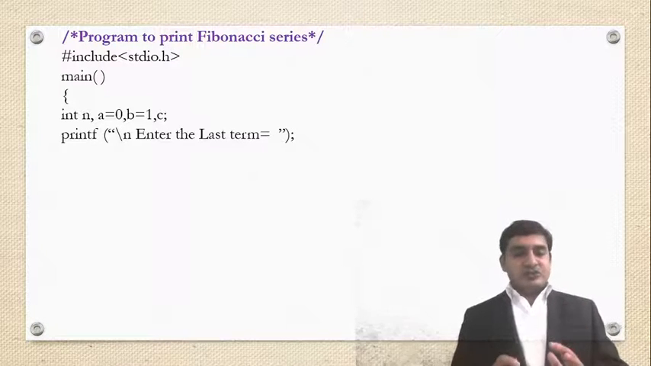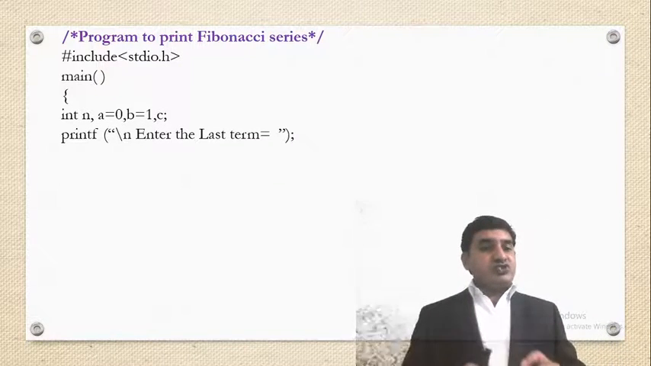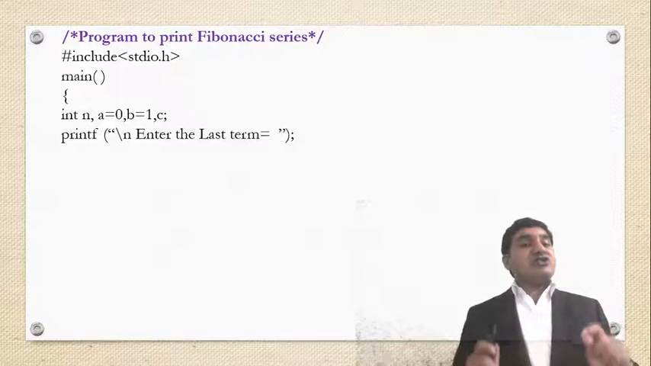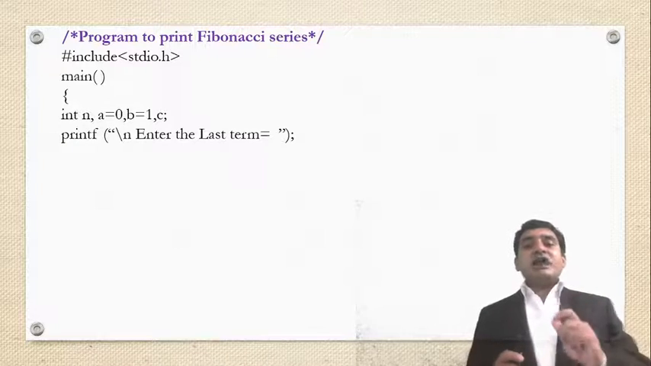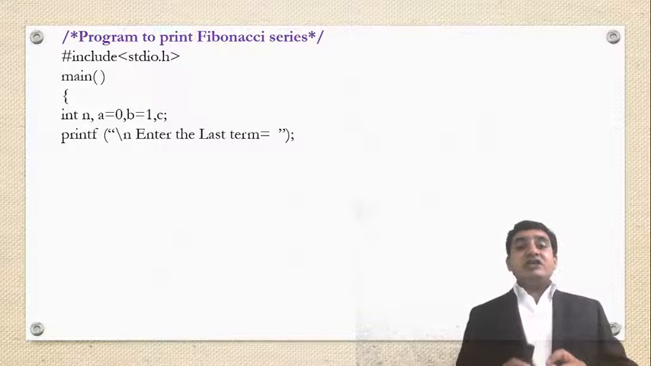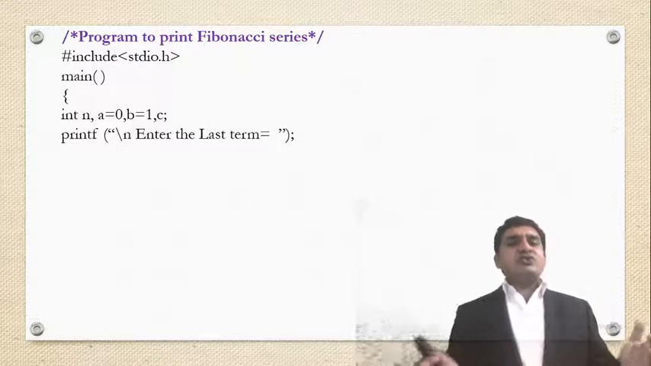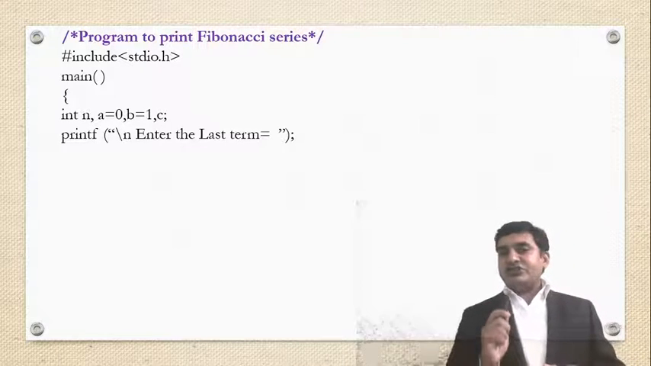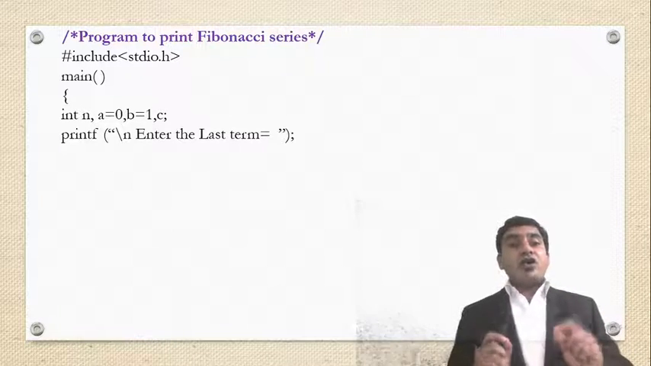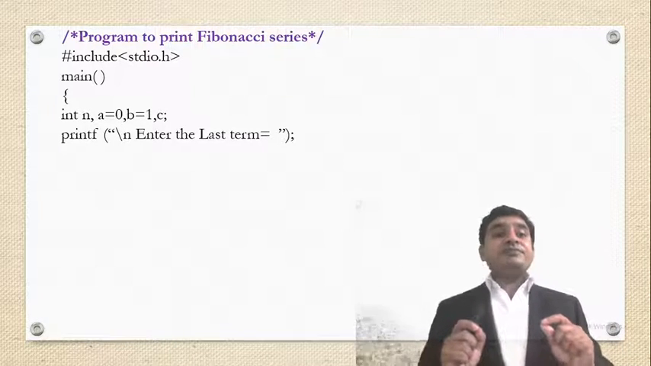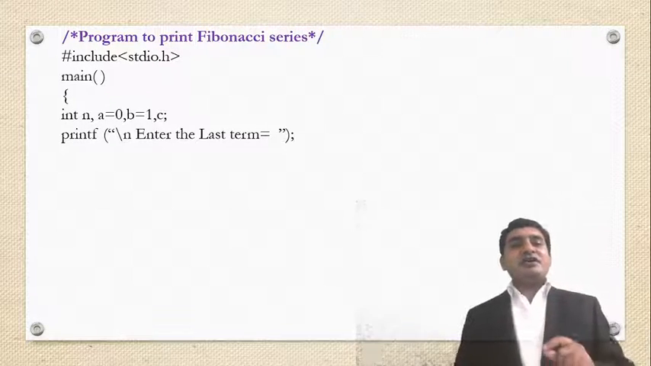For that we use the printf function. The printf function is the output function which is used to display a message on the screen. Slash n is used for a new line. "Enter the last term": this message is displayed on the screen. The message is in a pair of inverted commas. The printf function is terminated with a semicolon.